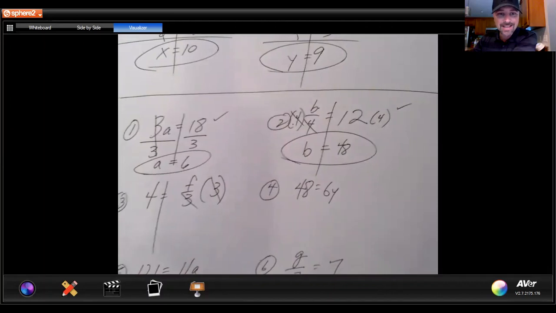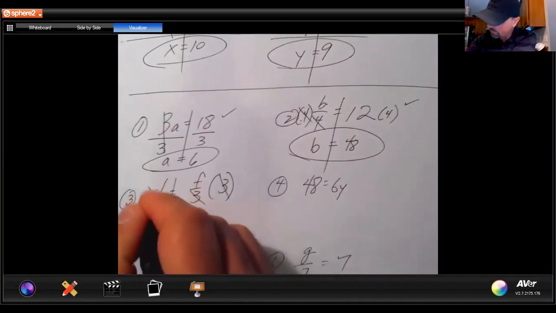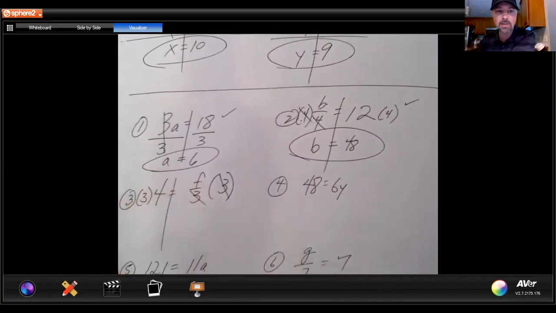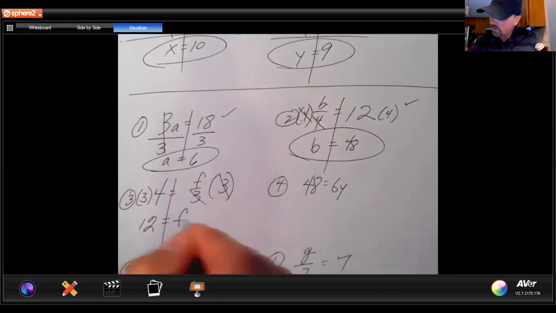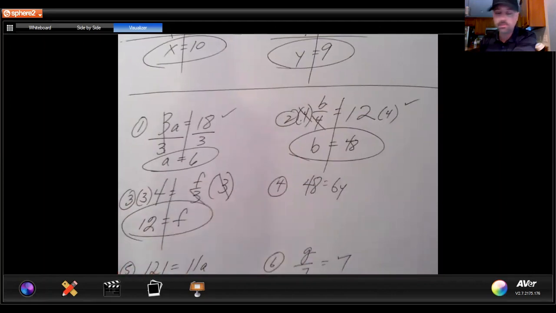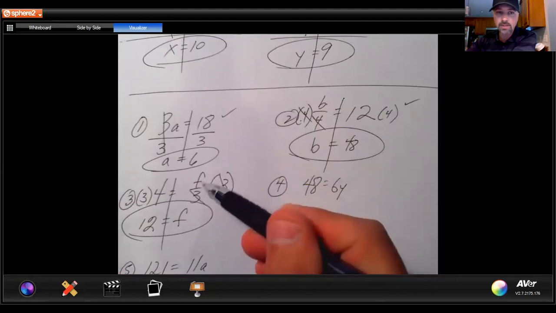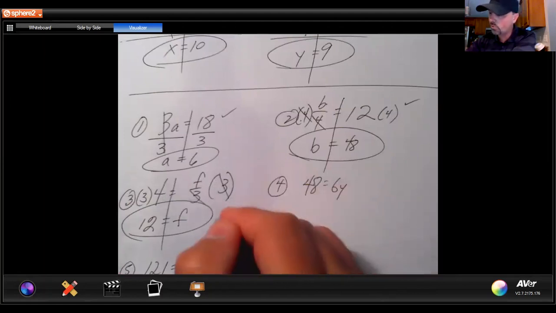If I multiply that side by 3, I must multiply this side by 3 as well. 3 times 4 is 12. Bring down, bring down. All right, looks like I'm done. F is equal to 12. Plug it in. 12 divided by 3 equals 4.